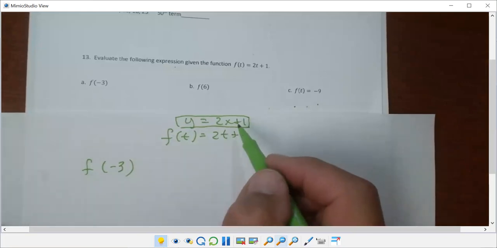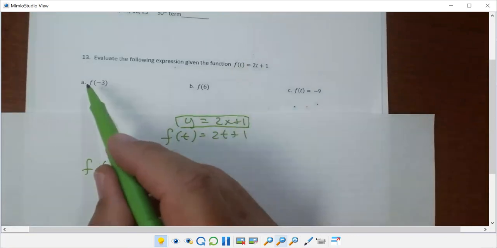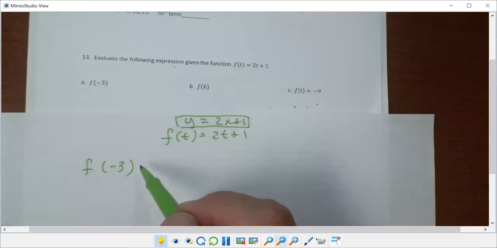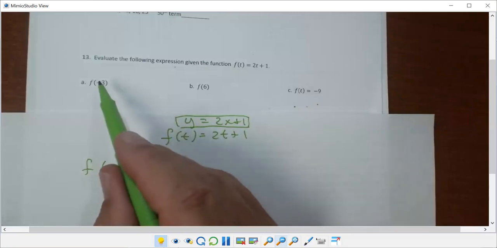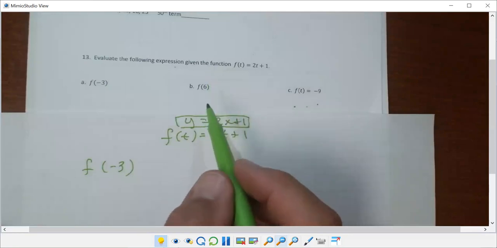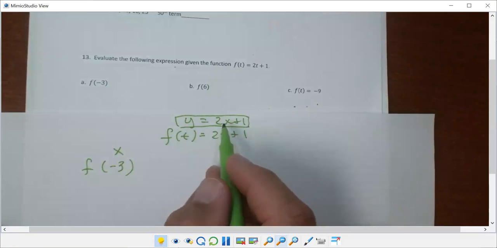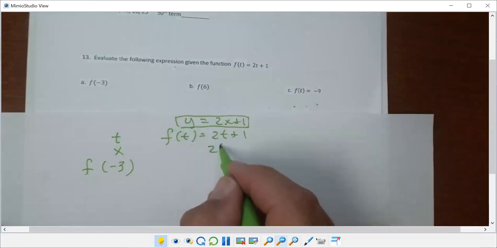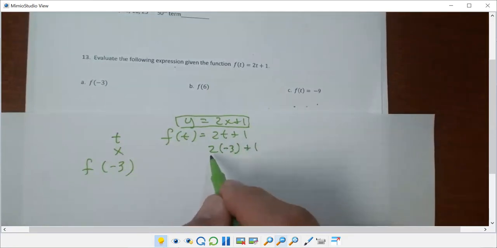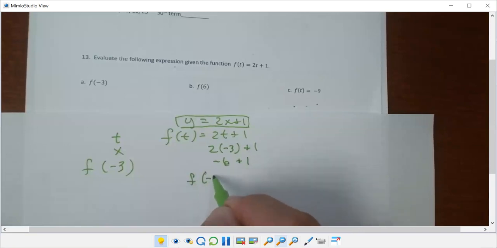You can put it in Desmos like you learned in class, where you type it in just like this. But let me show you something. I'm going to use the calculator again, because I find that to be the easiest. Or you can just plug them in. This is the x value right here, or in our case, it's actually the t value. So we can put this number in for t. I'm just showing you 2 times -3 plus 1. You multiply 2 times -3, that's -6, plus 1. And so f of -3 is going to equal -5. That's our answer right there.